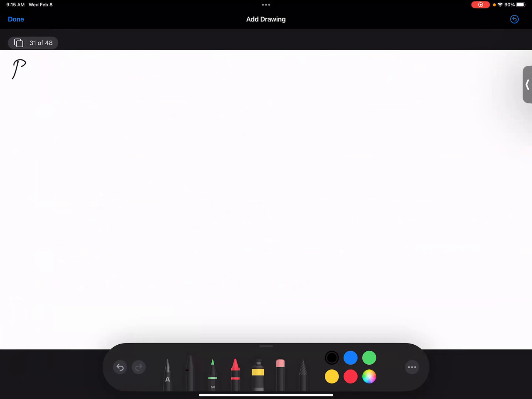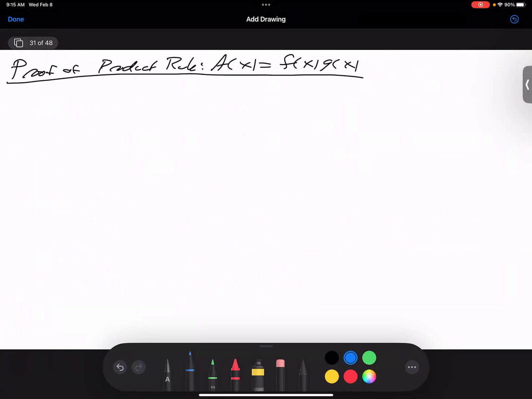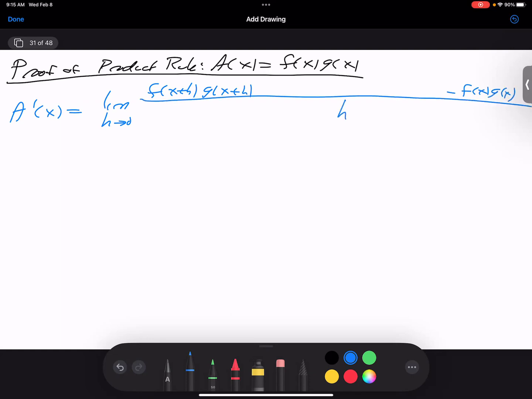So, proof of the product rule. I'm going to let a of x be f of x g of x. And so all of these proofs start off the same way. They start with the definition of the derivative. a prime of x is the limit as h goes to 0 of f of x plus h, g of x plus h, minus f of x g of x, over h.